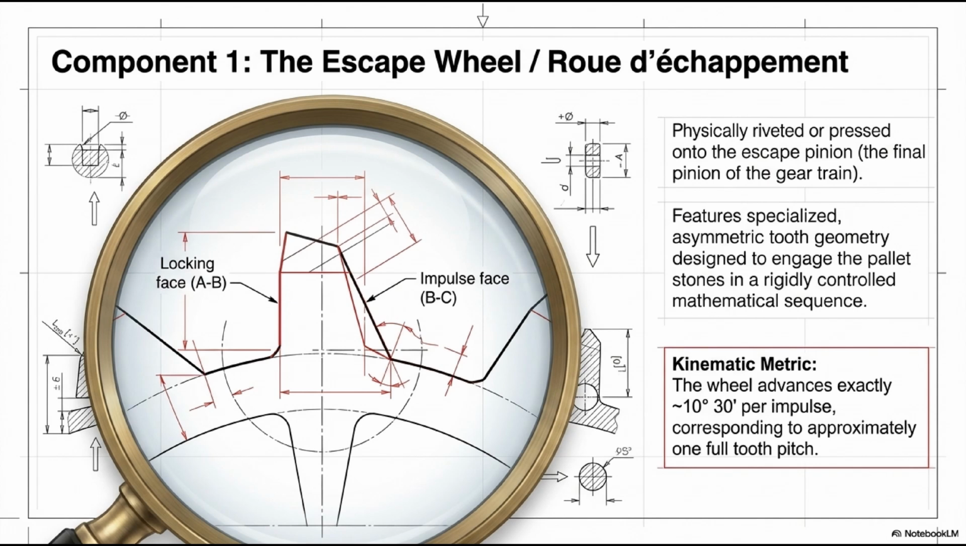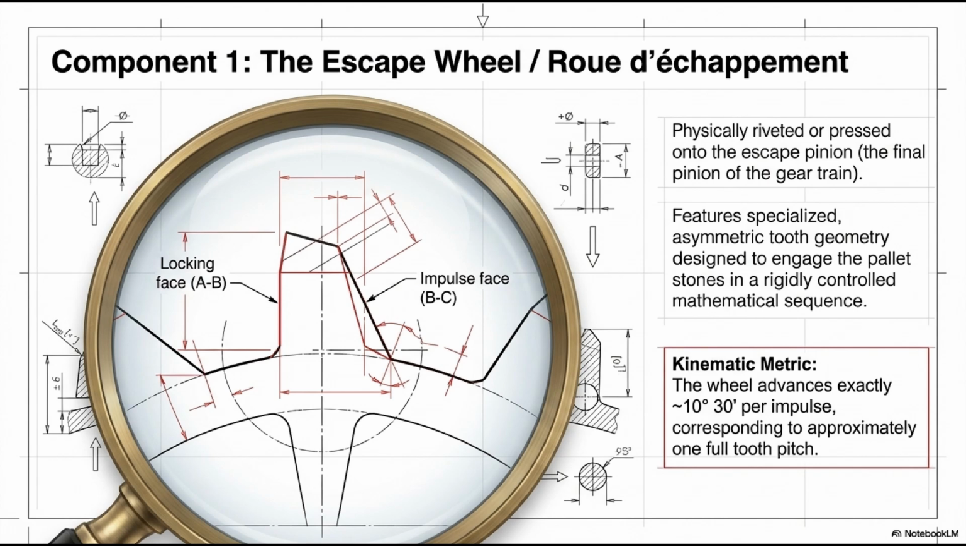The teeth of the Swiss lever escape wheel have a characteristic and immediately recognizable shape, the asymmetric talon or heel shape, dent à talon. This shape is not arbitrary, it is the result of centuries of optimization for the specific kinematic requirements of the Swiss lever. Each tooth has precisely 4 functional geometric regions.